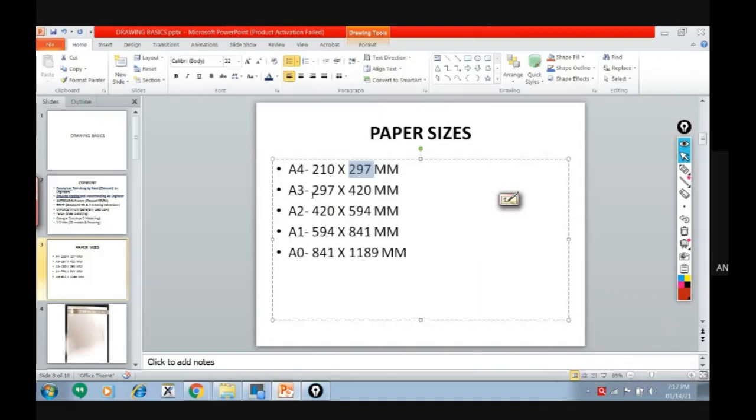Then A3: 297, its length, becomes the width here, and then 420. So these are the paper sizes available, and mostly on site, for bigger projects, this size is very popular. Not this, A1 I'm talking, just a moment. A1 is most popular on the sites. As you are learning AutoCAD, the final output goes to the site on paper through printing. That means you should know the paper sizes while doing that. Because what is the benefit of AutoCAD? Can anybody tell me why we are learning AutoCAD?